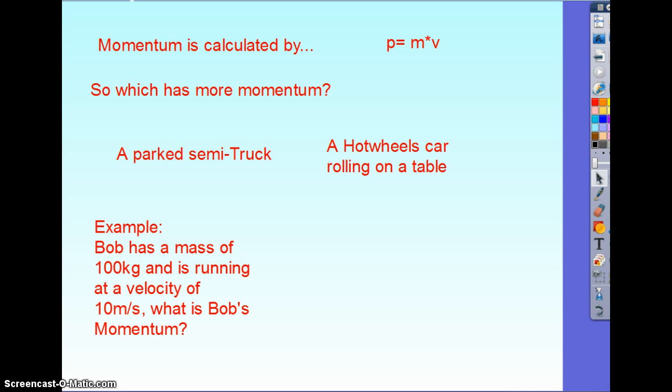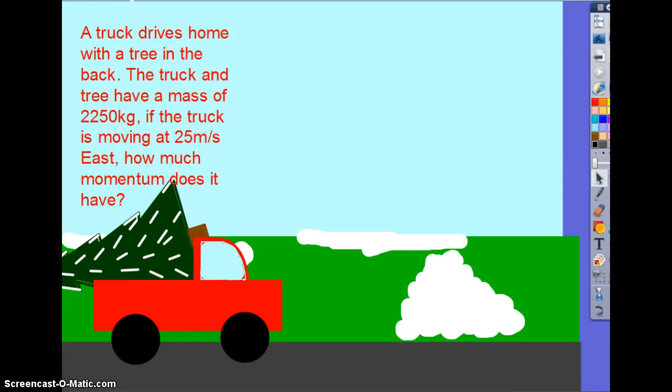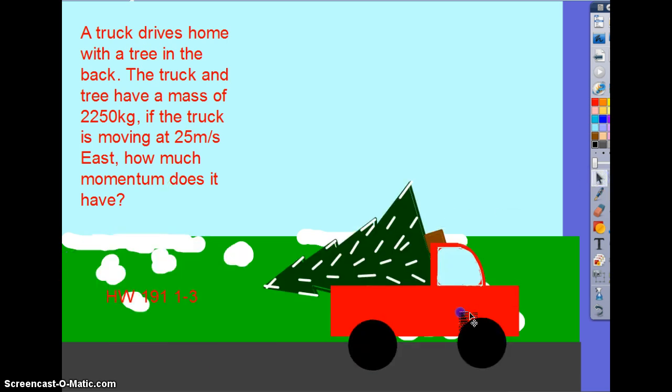An example: Bob has a mass of 100 kilograms. If he's traveling at 10 meters per second, what's his momentum? 100 times 10, his momentum will be 1,000. Another example, we would simply take the mass of our truck here, 2250 kilograms, and multiply it by our velocity here of 25 meters per second. So you simply multiply those two together, and you get 56,250. And if you're keeping track, there's the homework 191.